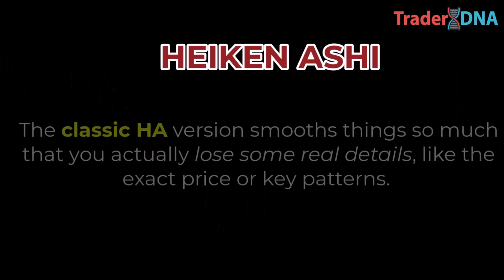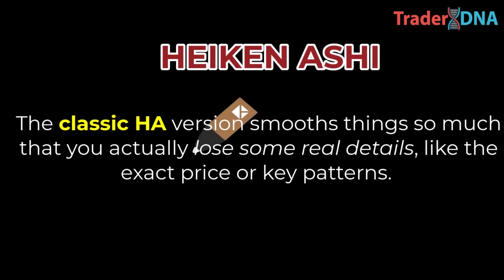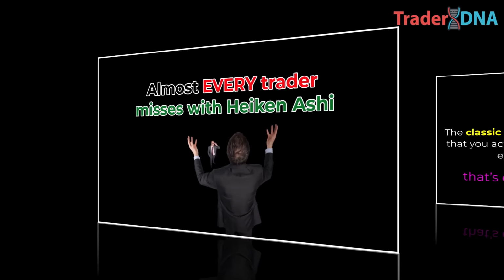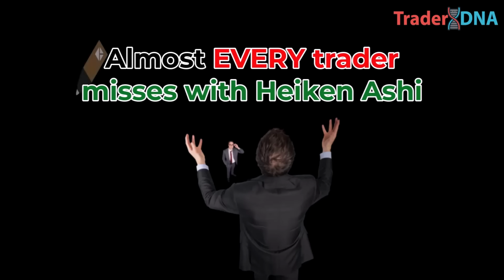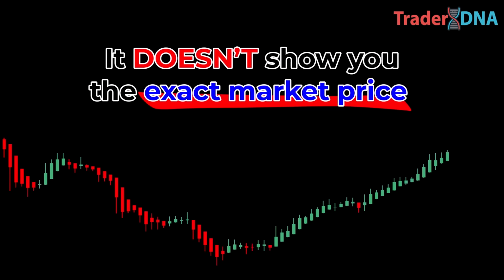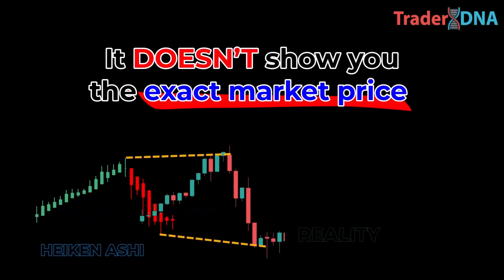The classic version smooths things so much that you actually lose some real details, like the exact price or key patterns. That's the trade-off, and that's exactly why most people use it wrong. Alright, here's the catch that almost every trader misses with Heiken Ashi, and it's the reason most people don't use it. The biggest limitation is this. It doesn't show you the exact market price like traditional candlesticks do. Yup, you're basically looking at a smoothed out version of reality.